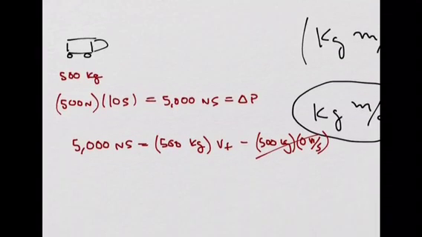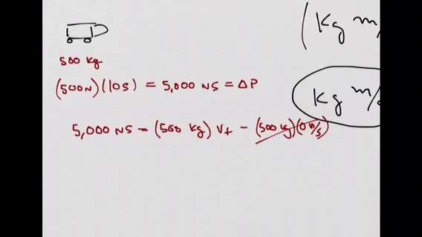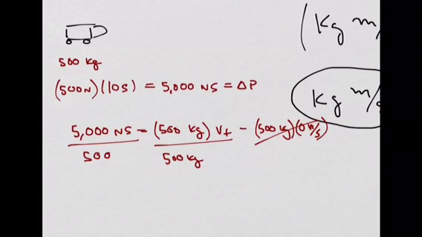0 times 500 is 0. So that leaves us with 5,000 Newton seconds equals 500 kilograms times our velocity final. If we divide both sides by 500 kilograms, we are left with 10 meters per second, equal to our final velocity.